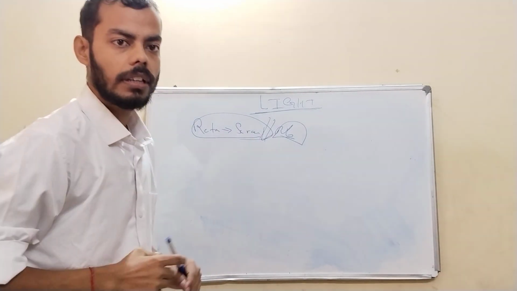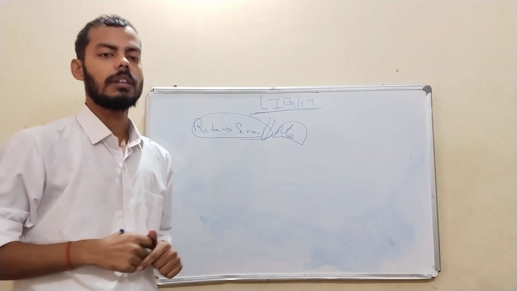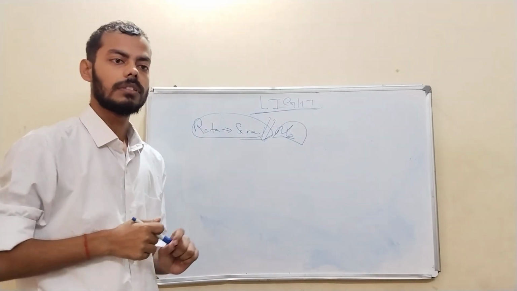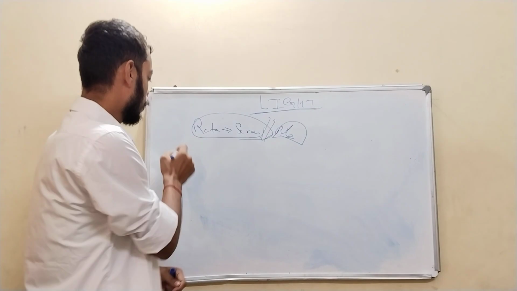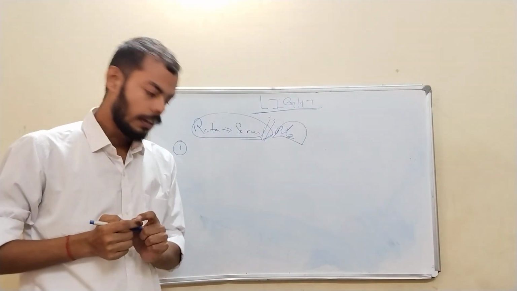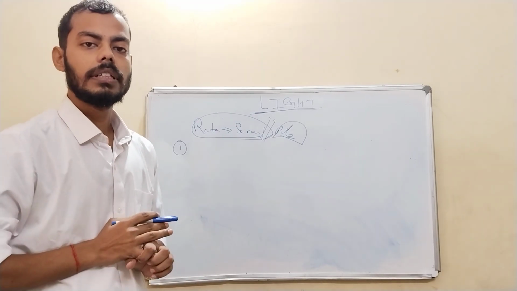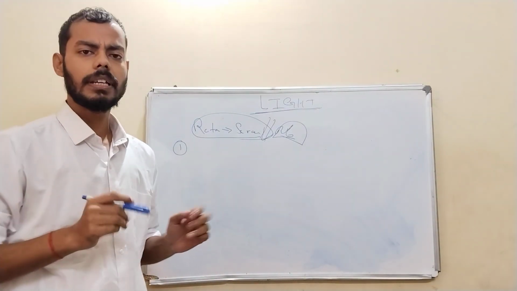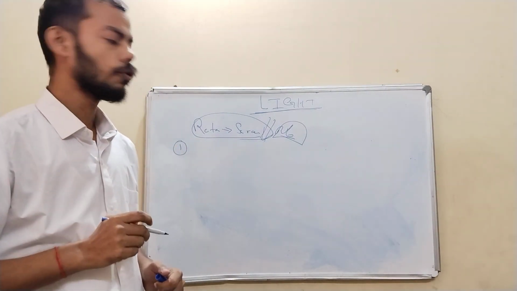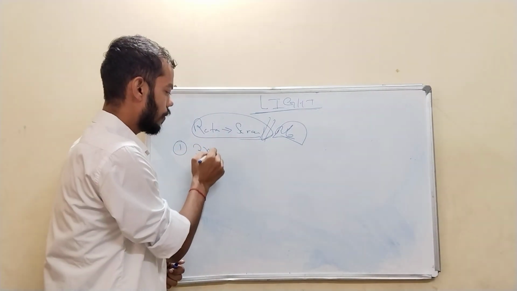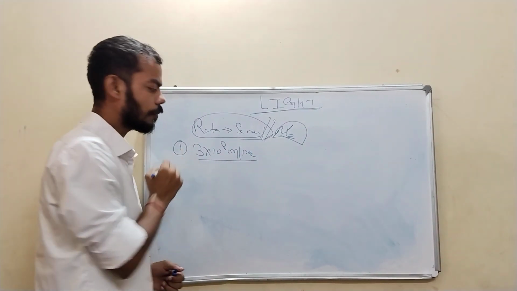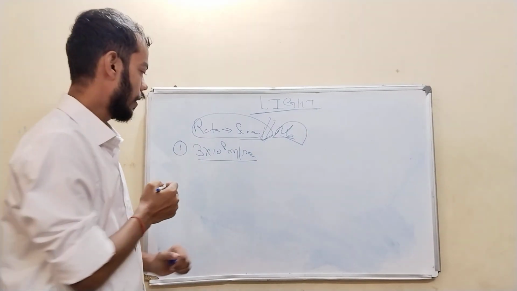When we are talking about the light, we have to also talk about some basic properties of the light. So the first property is that light travels in a vacuum medium or every medium, but in vacuum the speed of the light is 3 into 10 to the power 8 meter per second. This is the speed of the light in vacuum.